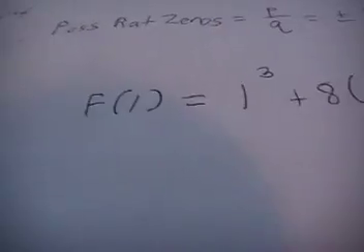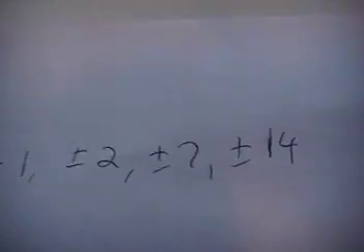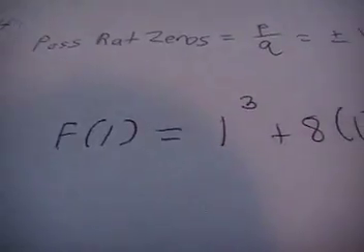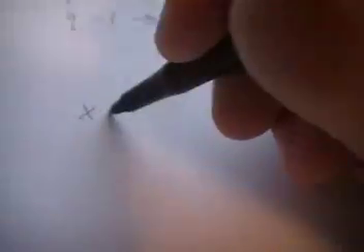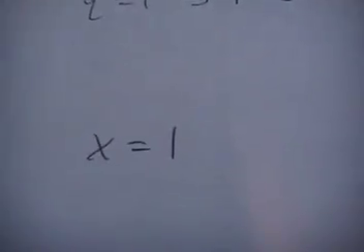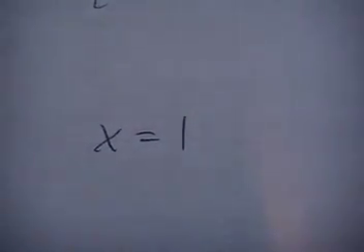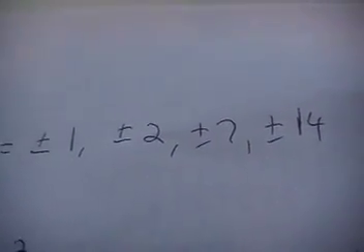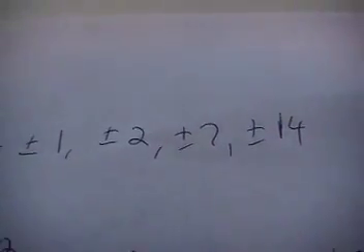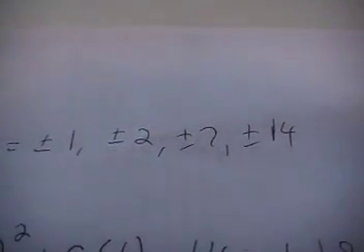So I immediately know, even though I might have had to check 8 numbers, I got lucky. The first one I chose to guess actually worked. X equals 1 is one of my 3 possible zeros. And yes, I could keep going down the list. I could do f of 2 next. I could do f of 7, 14, negative 1, negative 2, negative 7, negative 14. But we might be wasting time doing that. This might turn out to be the only answer.